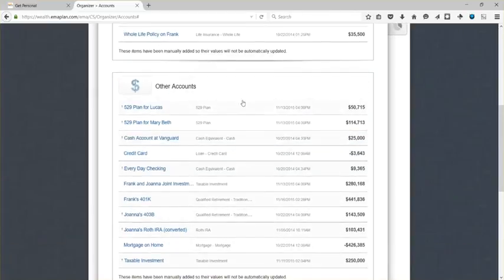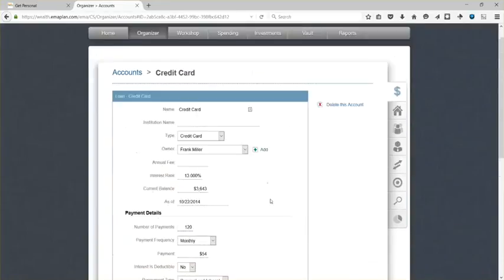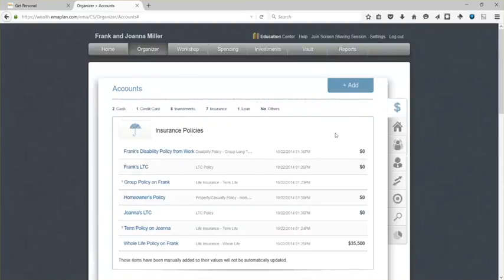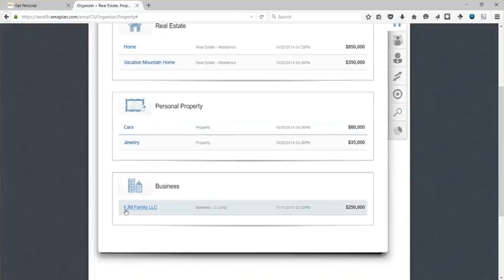So again, if we were to look at a credit card account, you'll see that it is listed as a credit card, and there are categories of accounts here. It has the different payment details and the different calculation types that go into those payments. So here's an example of accounts. Below that, you can see real properties, real estate, business properties. This is business interests. Here we have added for them a family LLC.